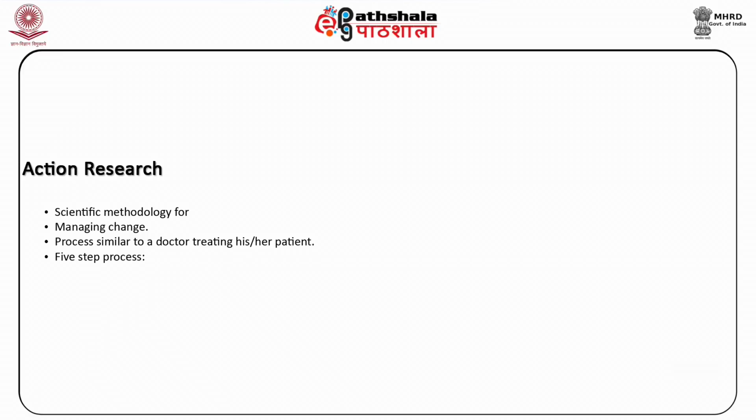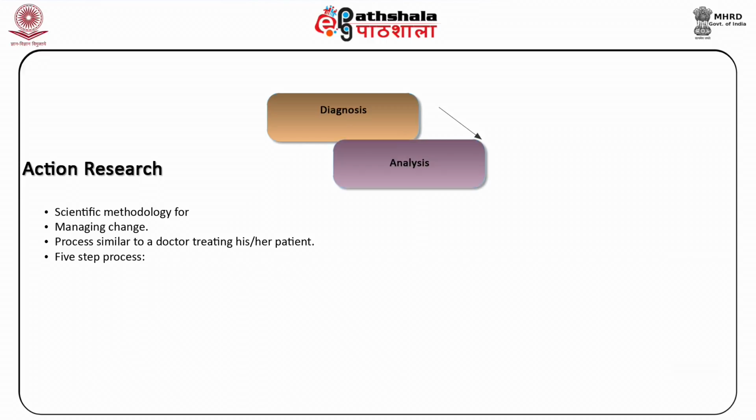The process of action research involves 5 steps. The first step is diagnosis. In this stage, the change agent interviews employees, examines records, etc., in order to find out the problem. The second step is analysis. Based on diagnosis in the first stage, the change agent analyzes the information in order to identify primary issues facing the organization. The third step relates to feedback.